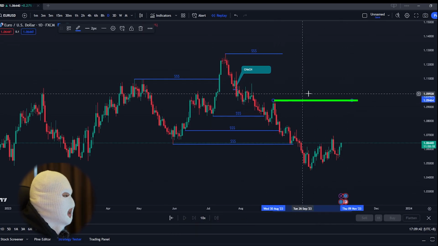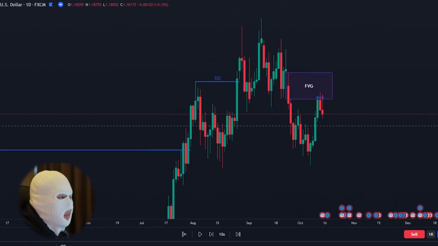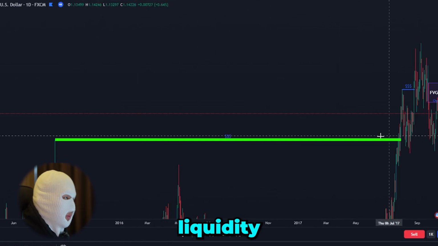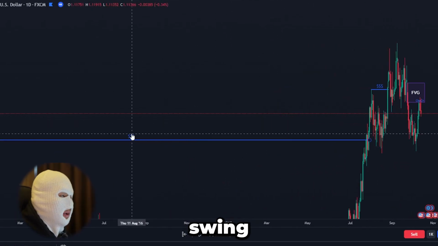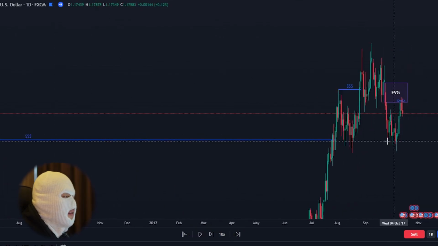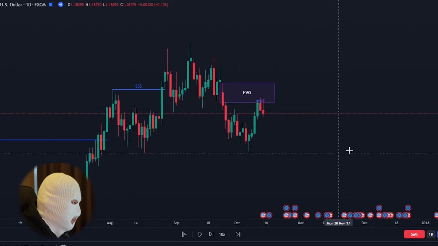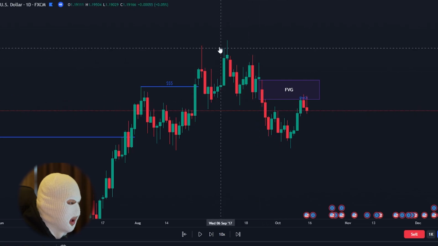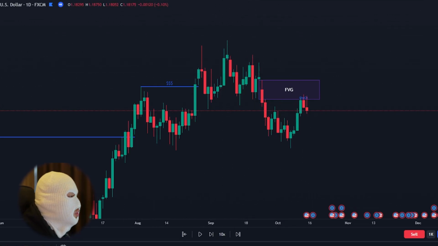The next thing that I want to touch on is how to take trades going counter-trend. Pay attention to this. Once price takes out a major point of liquidity, for example, a weekly swing high or a weekly swing low, we will likely have a much deeper retracement than usual. Let me show you an example. Here on the charts, you can see how much deeper the retracement is as compared to when we were moving up. This is the kind of counter-trend trade that you would want to catch.